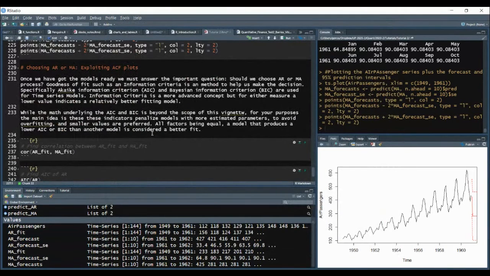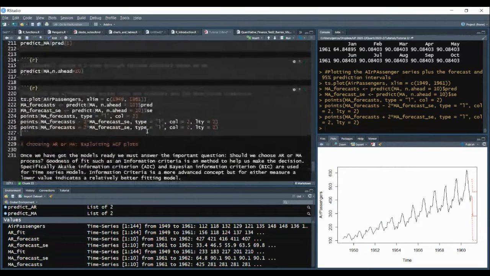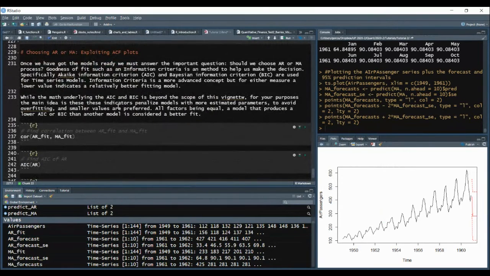So how might you actually know if your fit is good? Once you have your models ready, you need to answer an important question: should you choose your AR or MA model? Just visually, you said it's the AR, right? So how do you choose between models? We talked a little bit about this. There is a goodness of fit measure called information criteria. You have the Akaike information criterion, the Bayesian information criterion, and the Hannan-Quinn. You have a lot of different information criteria. Usually the most used one in time series is the Akaike one.